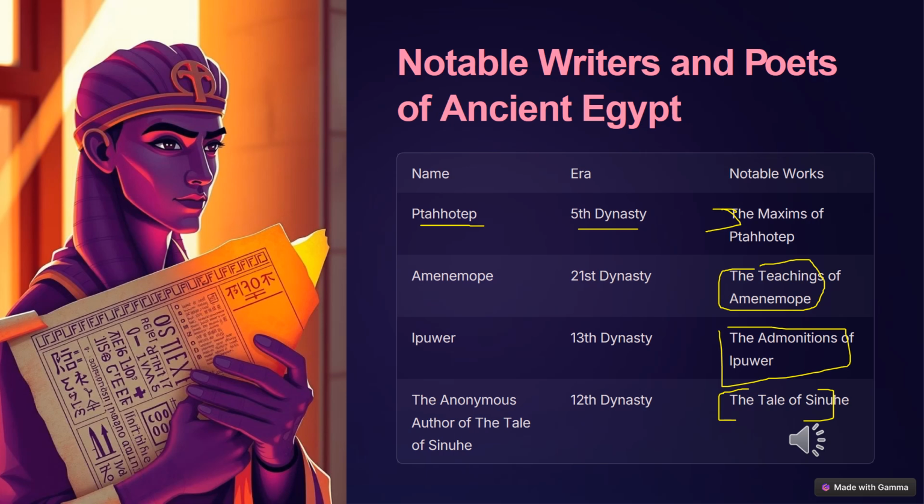This is from the 12th dynasty. This narrative explores themes of loyalty, identity, and the quest for personal fulfillment, illustrating the rich storytelling tradition of ancient Egypt. These writers and their works offer us a window into the values, beliefs, and daily life of ancient Egyptians, connecting us to their enduring legacy.